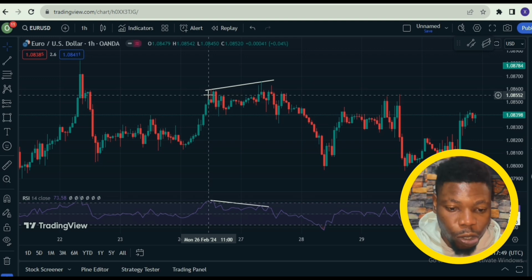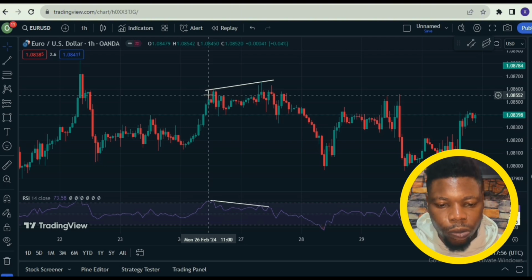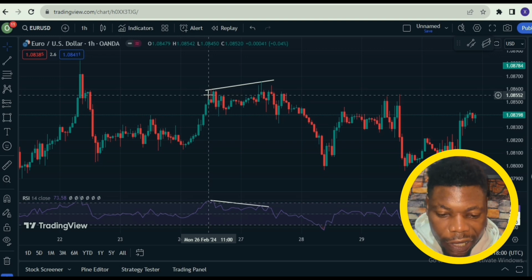So it's vice versa too. Maybe if you see a buy trade, but I think as we proceed, we're going to do more examples on that, so you understand this concept about RSI divergence.